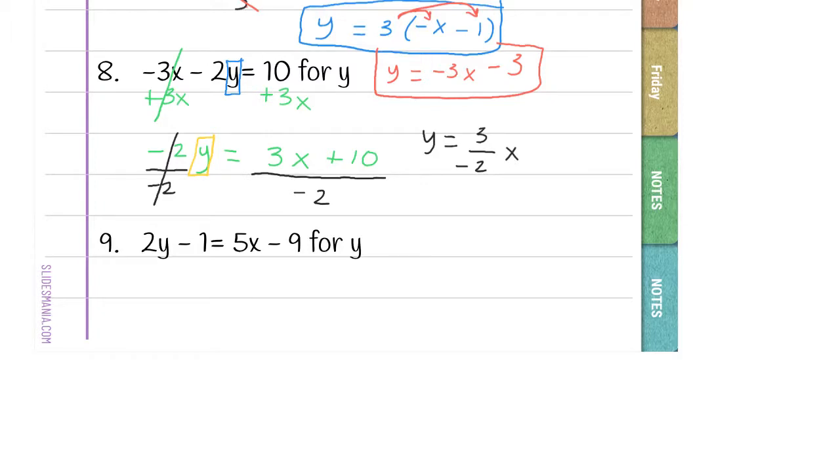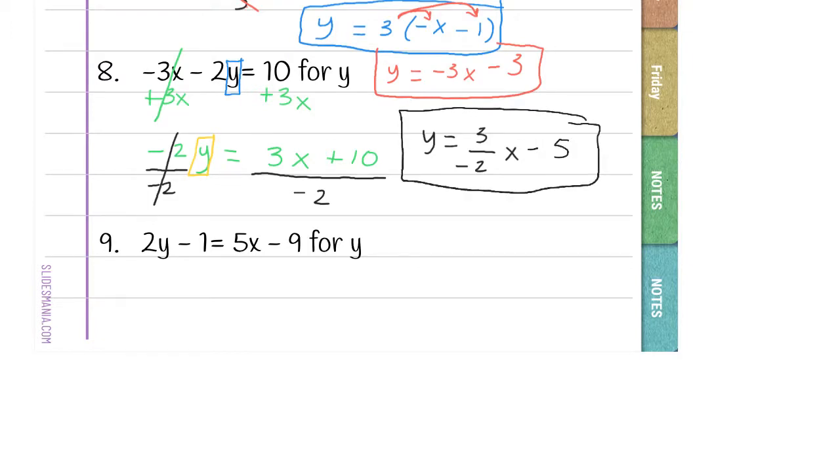And then can I go ahead and reduce this? What's 10 divided by negative 2? Well, that is negative 5. So then I'm done. This is my final answer.